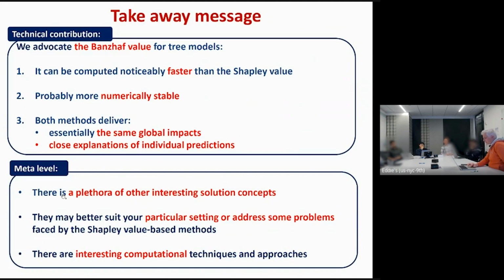And essentially, as I said, one should not stick to one concept. Depending on the context, look at different ones and try to use something else which might be better suited than Shapley values. Thank you.